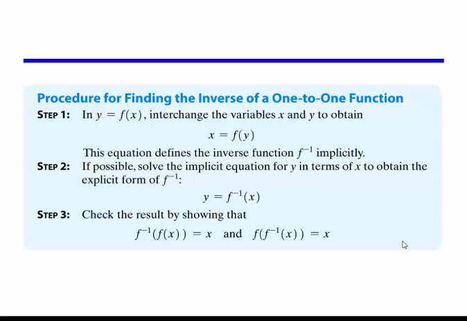The first thing that we do, in y equals f of x, is interchange the variables x and y to obtain x equals f of y. So the original function is y equals f of x, and we switch the x and the y. This equation defines the inverse function implicitly.